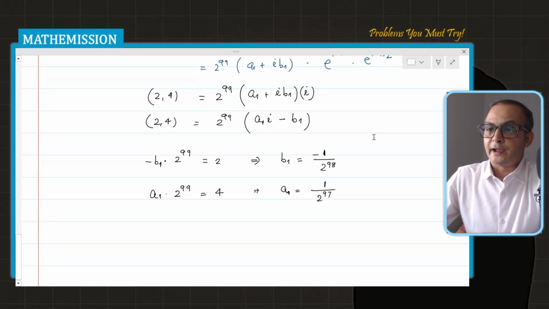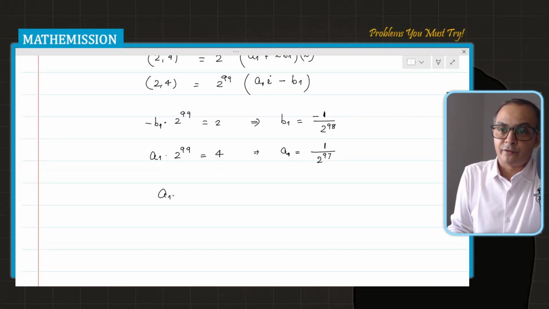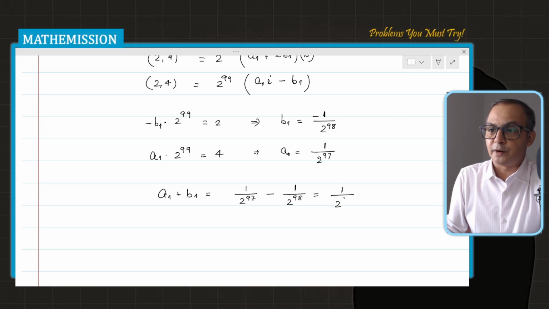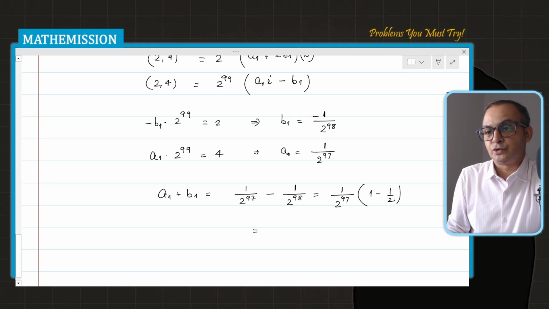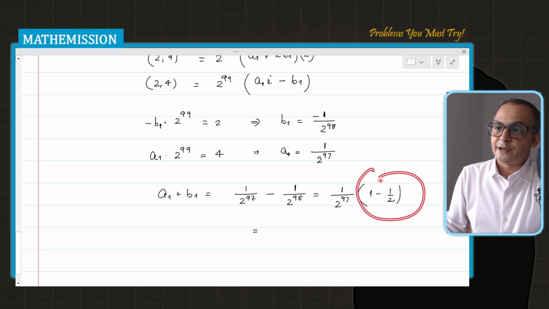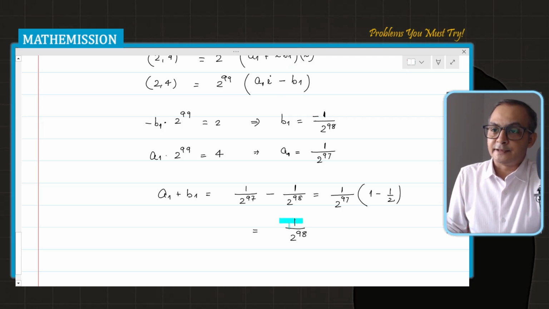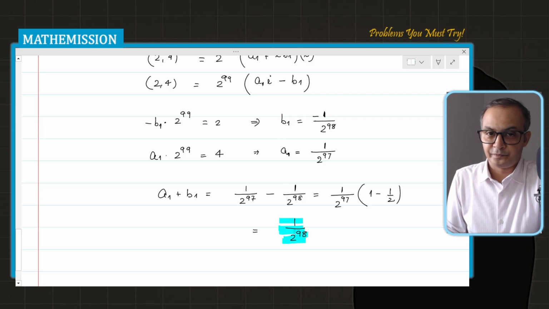And now I have to add them. So I have A1 plus B1 is equal to 1 by 2 to the power 97 minus 1 by 2 to the power 98. From there, I can take 1 by 2 to the power 97 as a common factor. That will leave us 1 minus 1 by 2. This will again turn into 1 by 2. So 1 by 2 into 1 by 2 to the power 97 will be 1 by 2 to the power 98. And that is our desired answer.